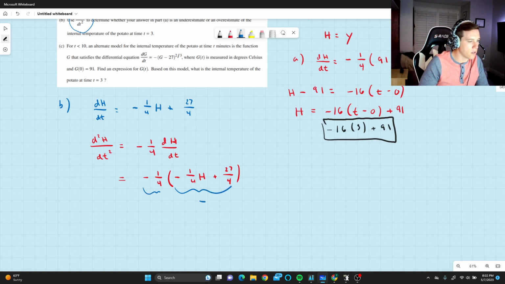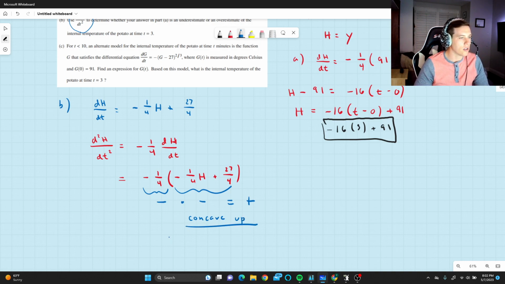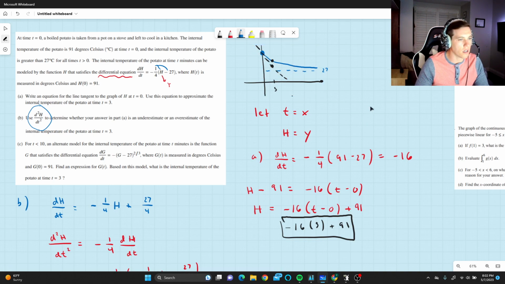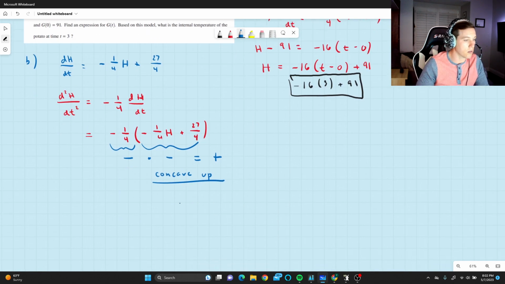And this is a negative term, and a negative times a negative is positive, which means the graph is always concave up, which I kind of drew to start the problem. And if it's concave up, that means, based on our picture, you're going to be under. Your approximation is under because the tangent line was linear. It thought that the motion was just straight because that's what a linear approximation does. But if the curve bends, which most curves do, if it's concave down, we'd be over. But since it's concave up, we have an under approximation.